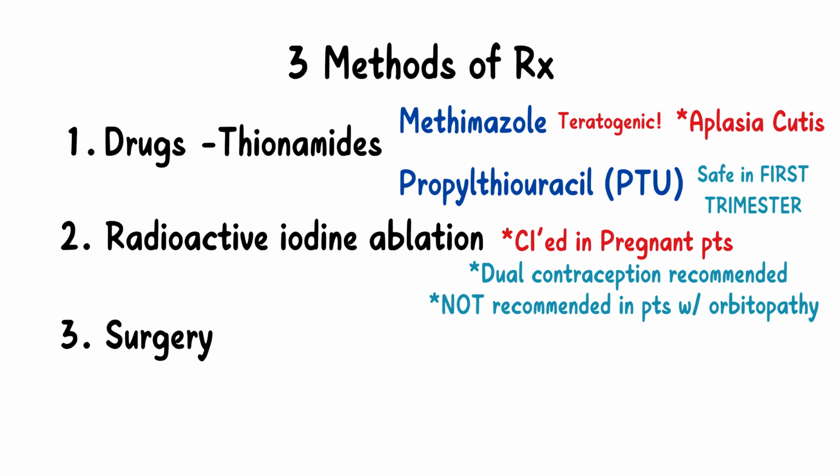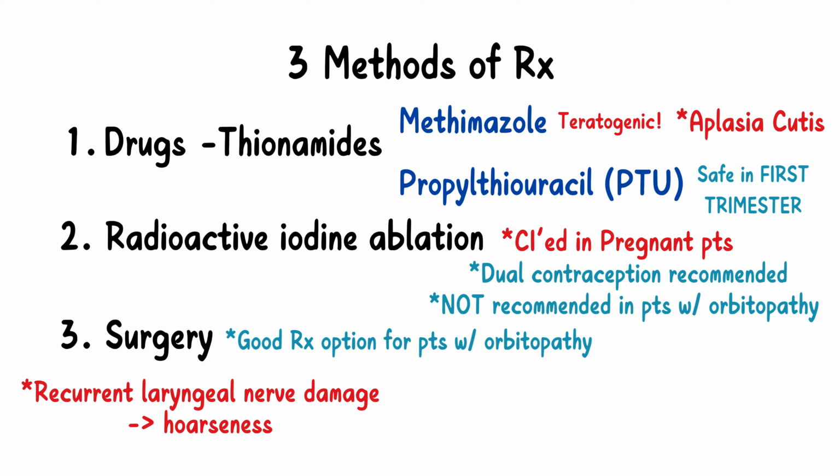Thyroid surgery is another definitive treatment option for Graves' disease. This is a good treatment option for someone who has Graves' orbitopathy. However, it's important to let your patient know that, like any other surgery, even this can be associated with post-surgical complications. Complications such as recurrent laryngeal nerve damage can lead to hoarseness.